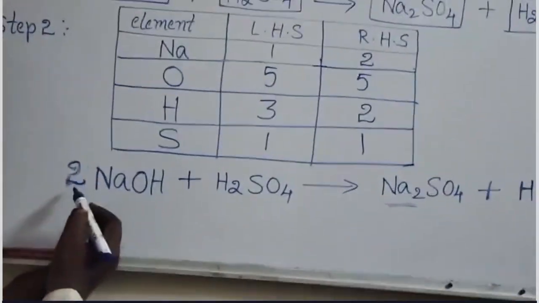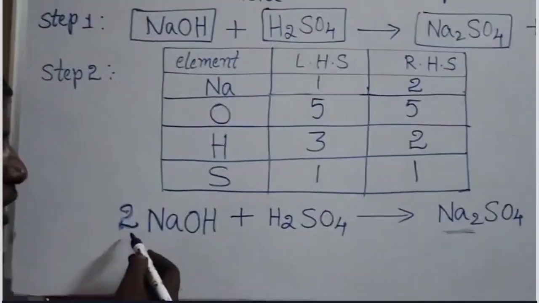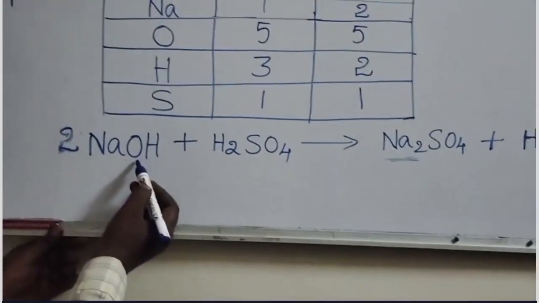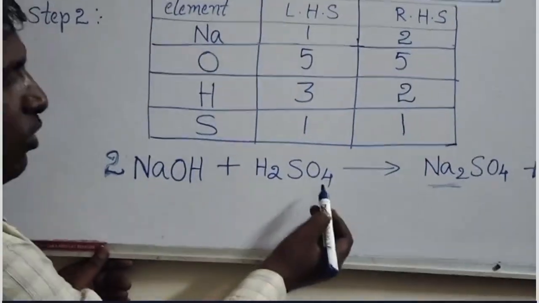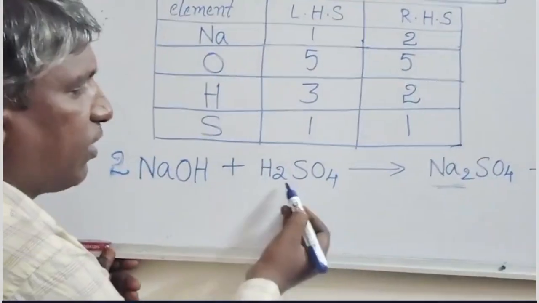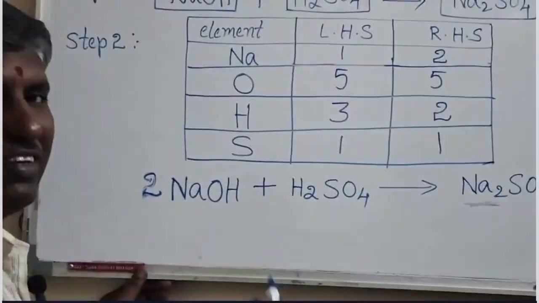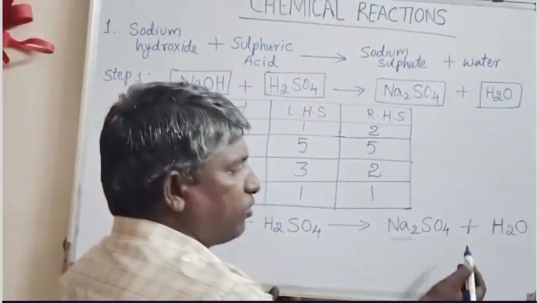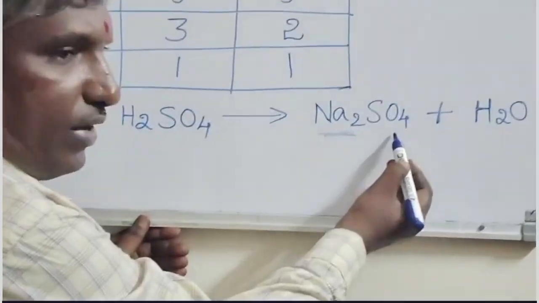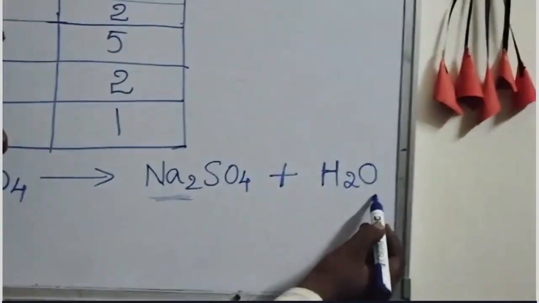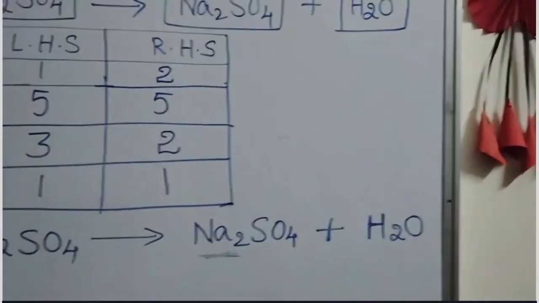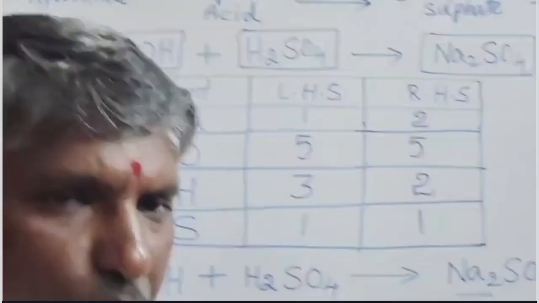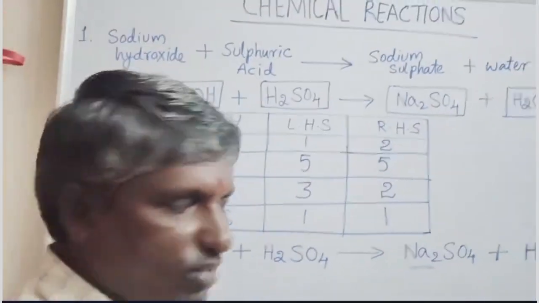And next one, oxygen. Here the coefficient is 2, so automatically 2 atoms of oxygen in NaOH and 4 atoms of oxygen in sulfuric acid. Total is 6 atoms of oxygen. But on the product side we observe 4 atoms of oxygen in sodium sulfate, and in water there is 1 oxygen. Total 5 atoms. Not equal. Therefore, they must be changed into 6 atoms of oxygen.